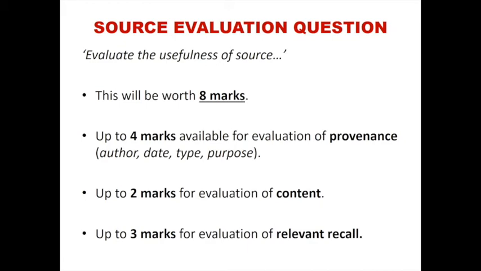You can get 4 marks for going over provenance. Now that covers all these things shown in italics, so if you write about the author, so basically who wrote the source. If you make comments on the date the source was written, the type of source, and what its potential purpose is, each one of these comments, if they're properly laid out, can get you a mark.